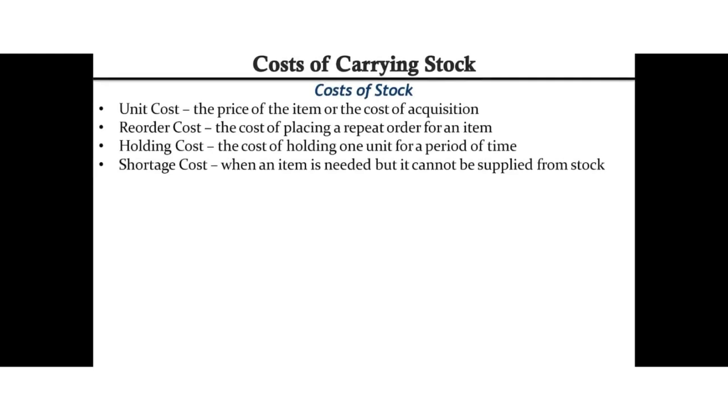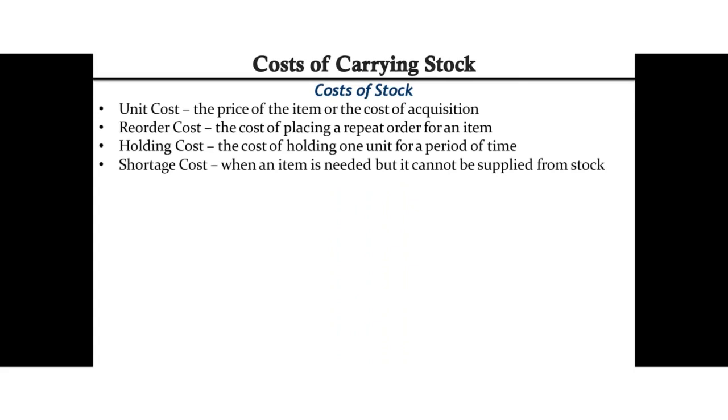Before going into more detail, we should look at the different costs to stock. They are usually divided into four types. Unit cost is the price of an item charged by the supplier or the cost to the organization of acquiring one unit of the item. It may be fairly easy to find this by looking at quotations or recent invoices from suppliers, but it is more difficult when several suppliers offer slightly different products or offer different purchasing conditions.